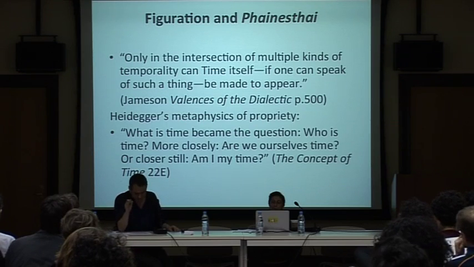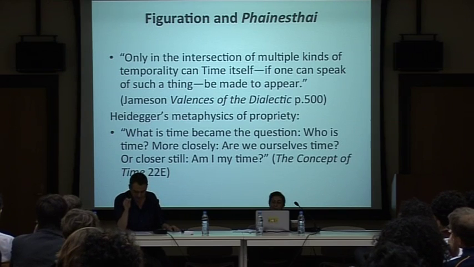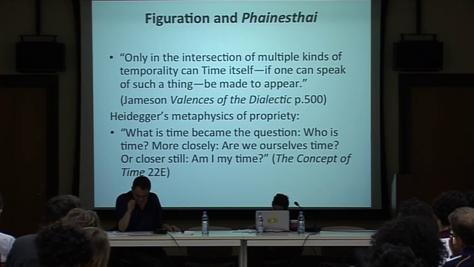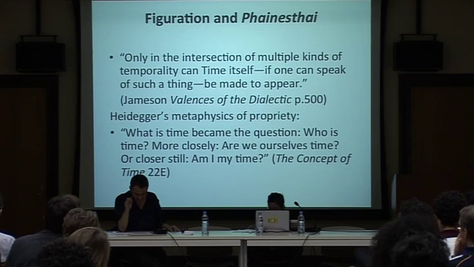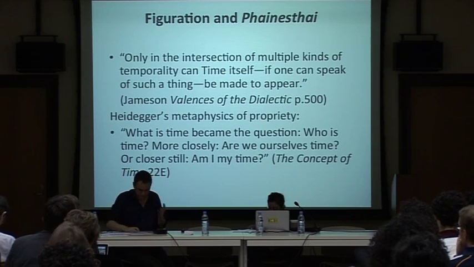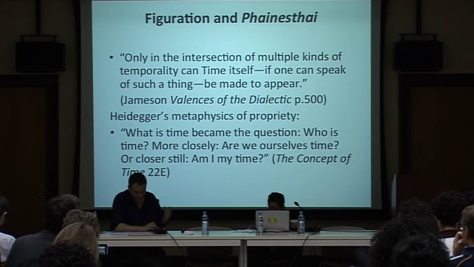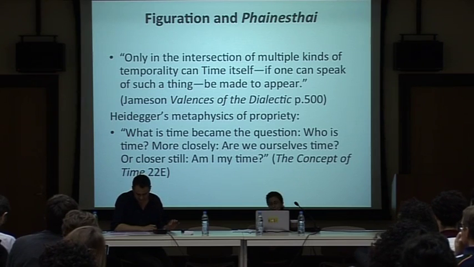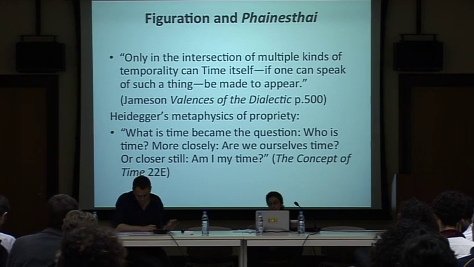Now, Jameson credits Heidegger with a decisive conceptual innovation as far as the thinking of time is concerned. Time is not a phenomenon, but the phenomenality of the phenomenon. It is not appearance, but the appearing of appearance. Or what Heidegger simply says, the Greek word for appearance, the phainesthai. Time as phainesthai shifts the register of analysis from the metaphysics of presence to the destruction of traditional ontology that overturns time's subordination to presence.